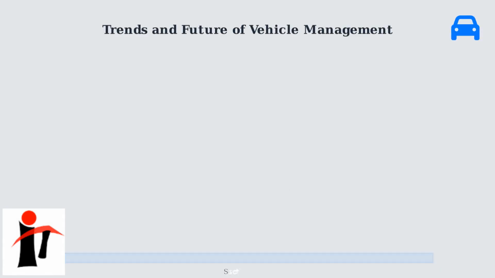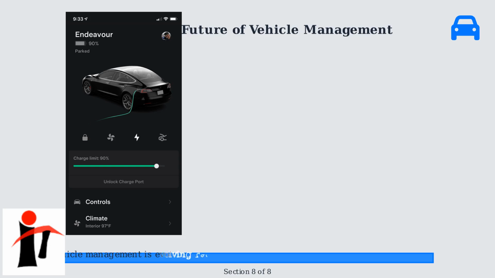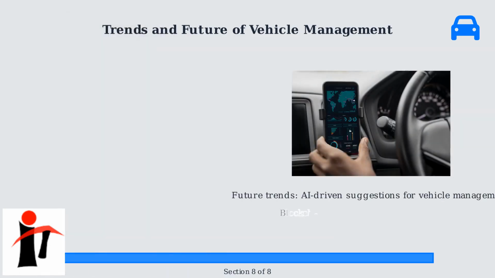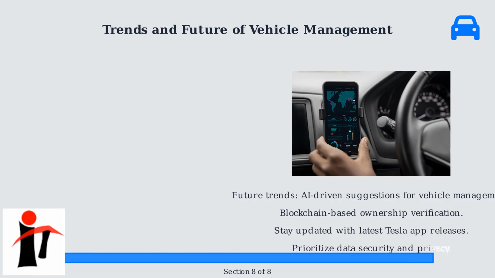Digital vehicle management is evolving rapidly. Tesla's app is seeing increased multi-vehicle usage and integration with third-party services. Future trends include AI-driven suggestions for vehicle management and blockchain-based ownership verification. Remember to stay updated with the latest Tesla app releases to take advantage of new features and security enhancements. Always prioritize data security and privacy when managing your vehicles.